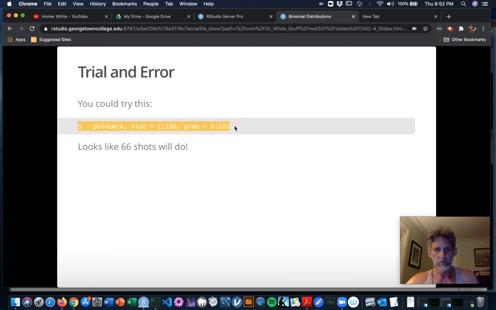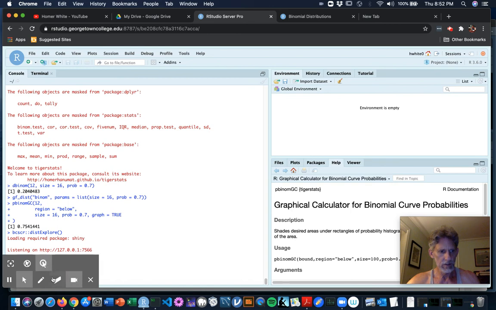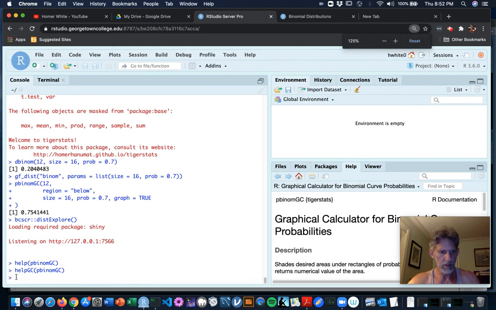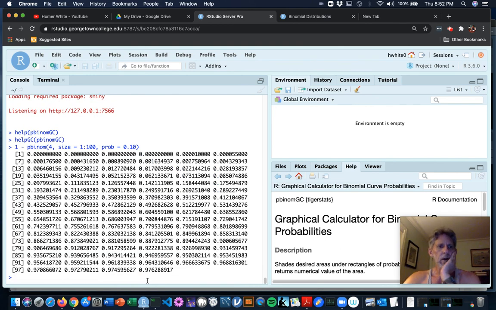So let's take this to our studio and head down to console. And I'm going to make this a little bigger so you can see it a bit better. I'm going to paste it in. And I'm going to run. Okay, and so I get a vector of 100 numbers, 100 probabilities, one for every number of trials from 1 to 100. You may have wondered what these little square bracket numbers are when R prints out vectors of numbers. It's telling you what place the row starts at.